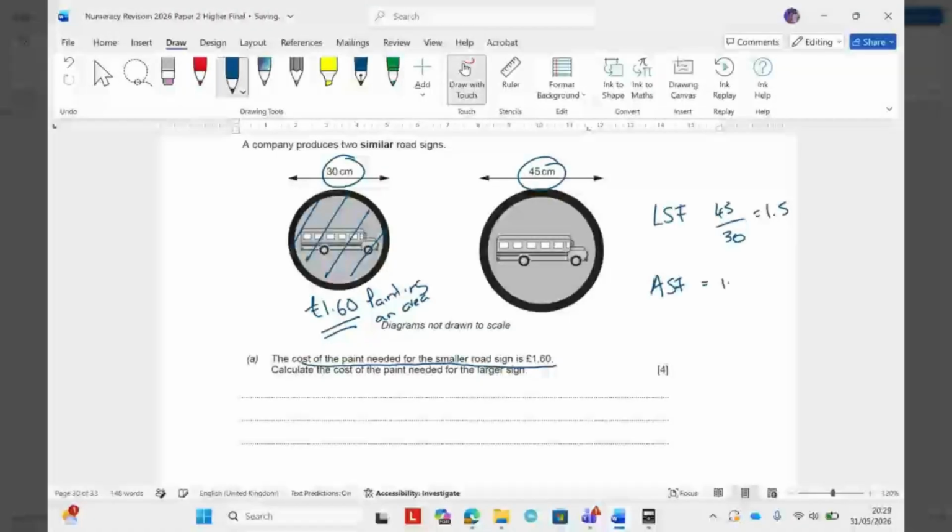So you need 1.5 squared. And then it'll be £1.60, even though it's a cost, times your area scale factor. So even though it doesn't mention what's the area of the big one, it says what's the cost to paint it. Well, you're painting an area.